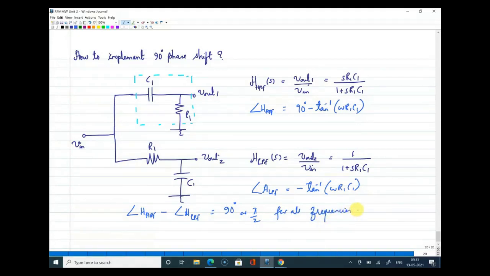Right. So this is one simple way to perform this 90-degree phase shift using passive components, RC components. And one more thing you can see here, the output V out 2. Since there is a 90-degree phase shift, I can say V out 2 is the Hilbert transform of V out 1.